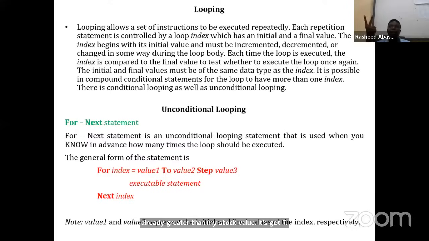That means whatever I have will just be repeated 3 times. If I have 1 To 10, Step 4, after 1 is 5. After 5 is 9. The next value is greater than my stop value, which is 10. So 1, 5, and 9, that's just 3 times to repeat whatever I want to repeat.